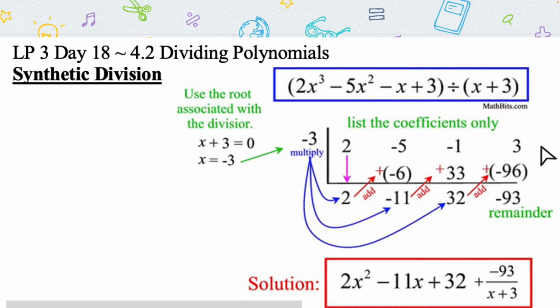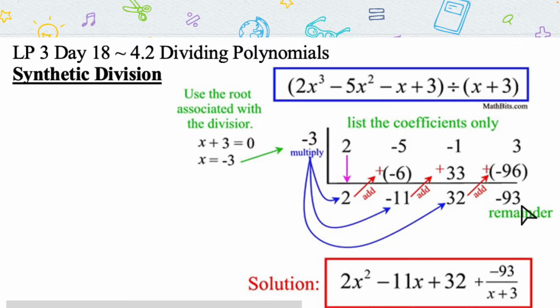Now, once I have this set up, the first one just comes straight down. So I have 2, and I multiply that by the negative 3. 2 times negative 3 is negative 6, so that goes right here. Then we add straight down. Negative 5 plus negative 6 is negative 11. I multiply that by the negative 3 and put that answer up here. Negative 3 times negative 11 is positive 33. When I add negative 1 plus 33, I get 32. I multiply that by negative 3 again, and I get negative 96. 3 plus negative 96 is negative 93.